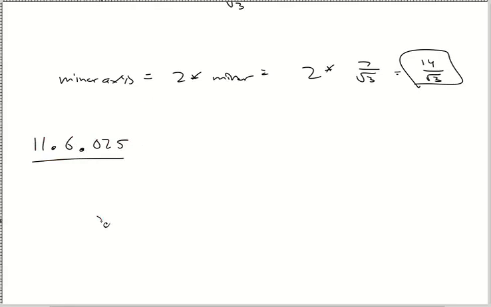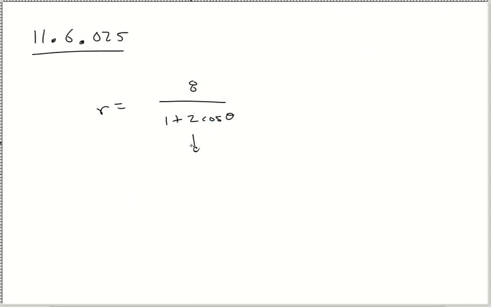R is equal to 8 over 1 plus 2 cosine theta. I'm going to decipher a lot of this immediately. I got an e equal to 2. That makes a hyperbola.